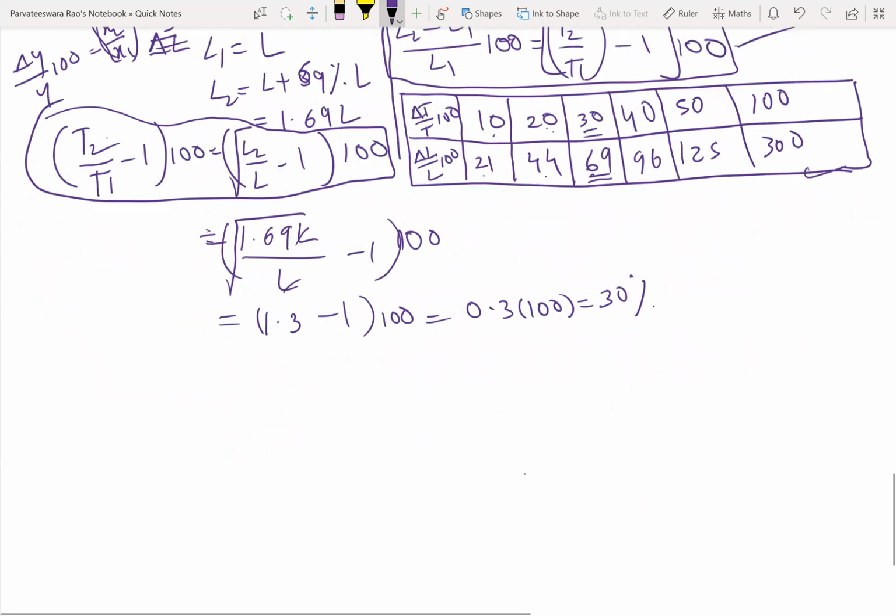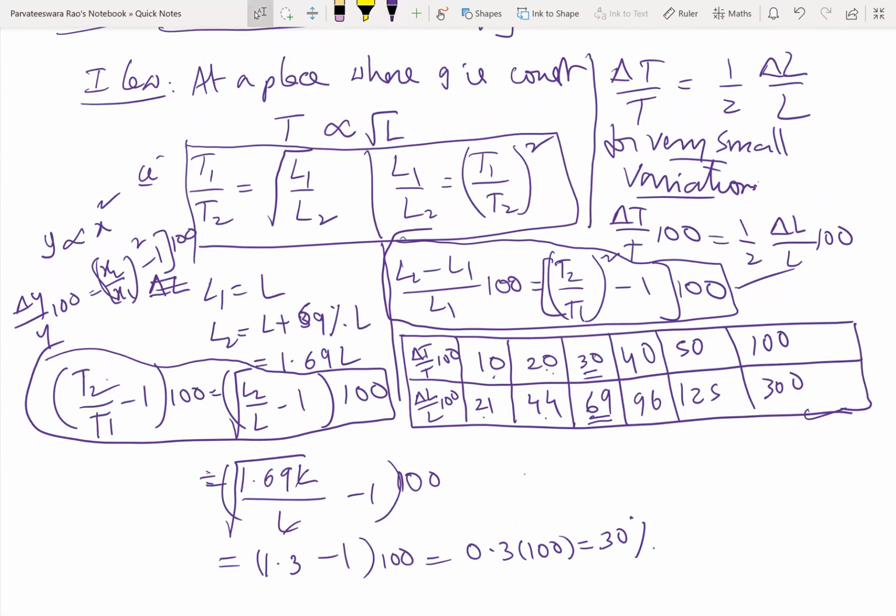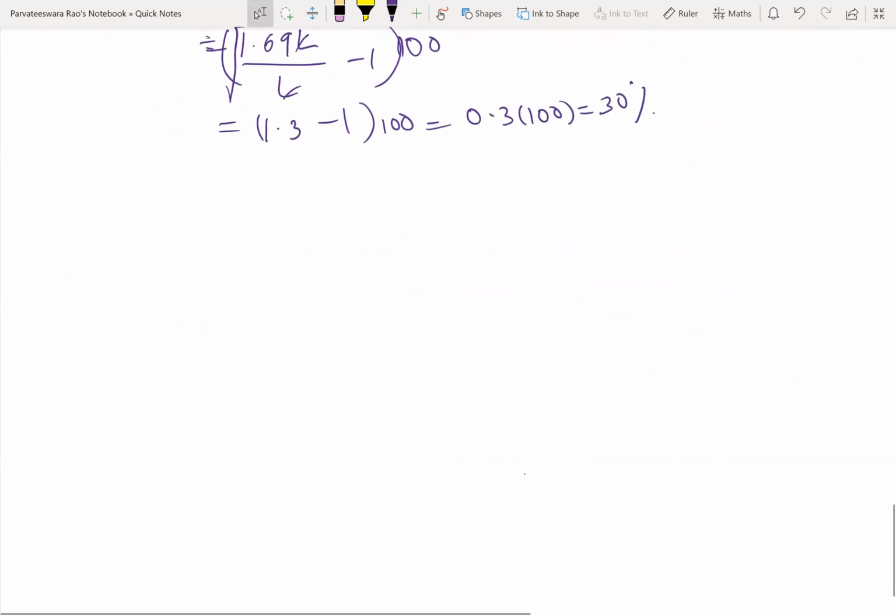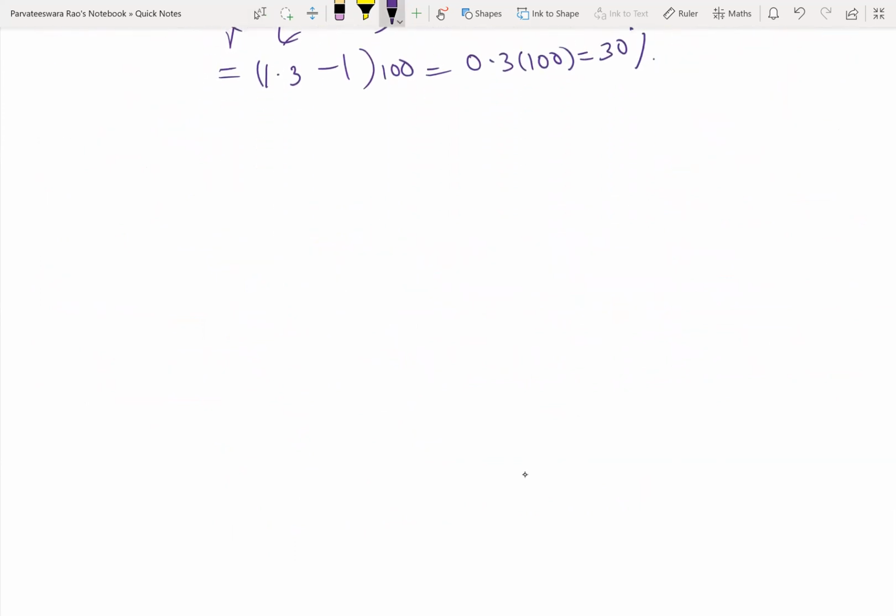Next, second law. Noted? Yes, sir. Try to do the calculations.